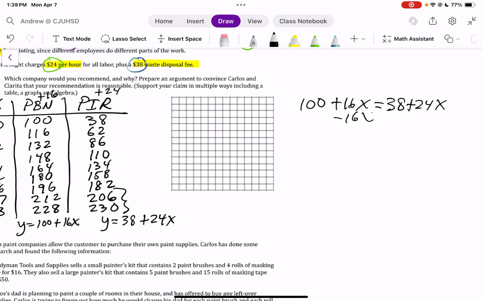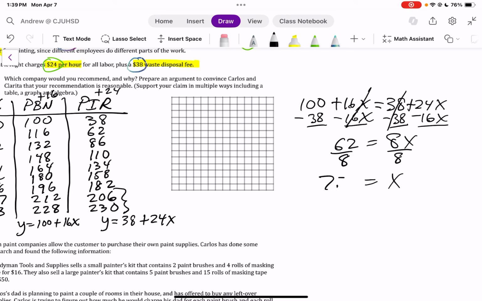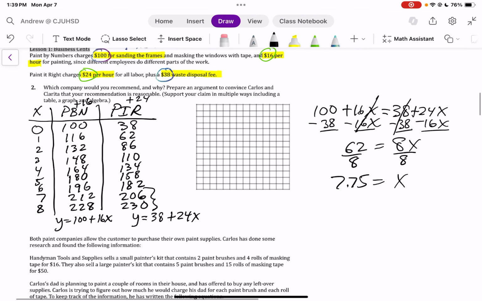And we can do two steps at the same time here. We can both subtract 16x and subtract 38. So we're actually going to make two zeros at the same time. A 0 here, a 0 there. This is 8x, and that's equal to 62. We divide by 8, and we get 7.75. It takes 7.75 hours, or 7 3/4 hours of work, and then they will be equal. After that, Paint by Numbers is cheaper.